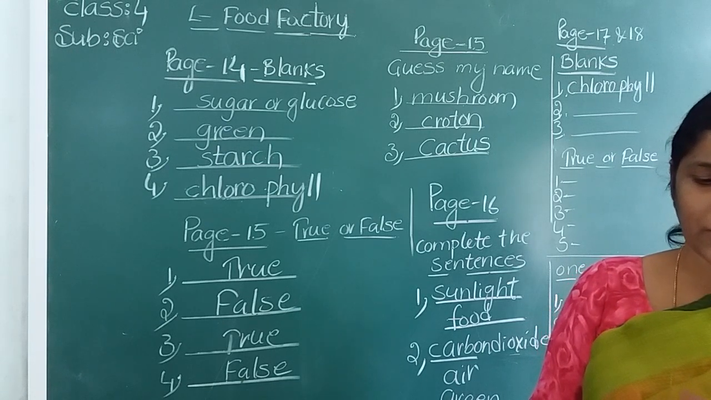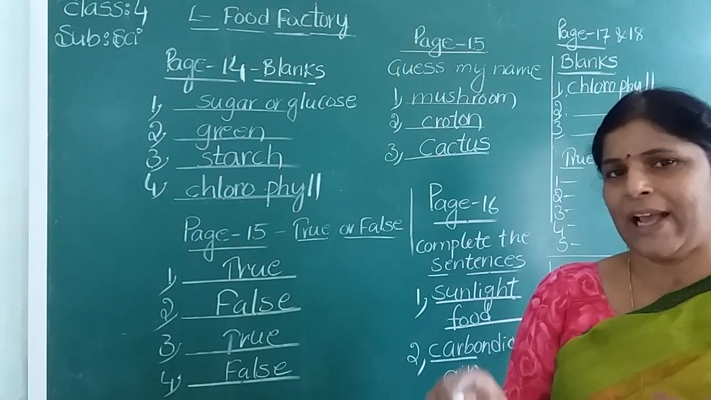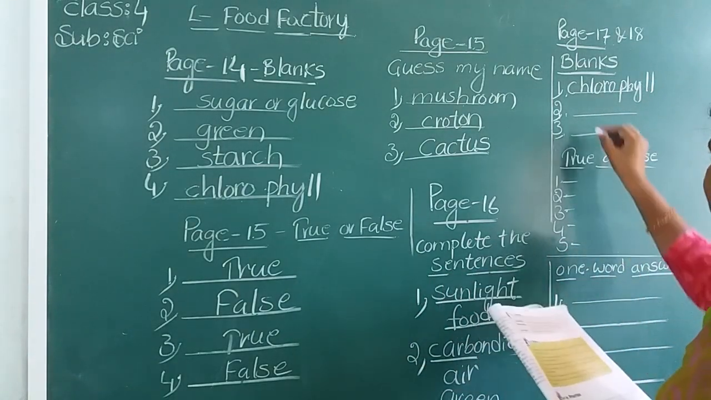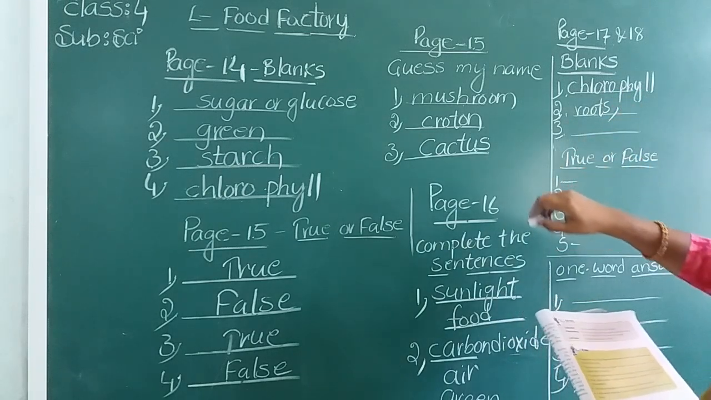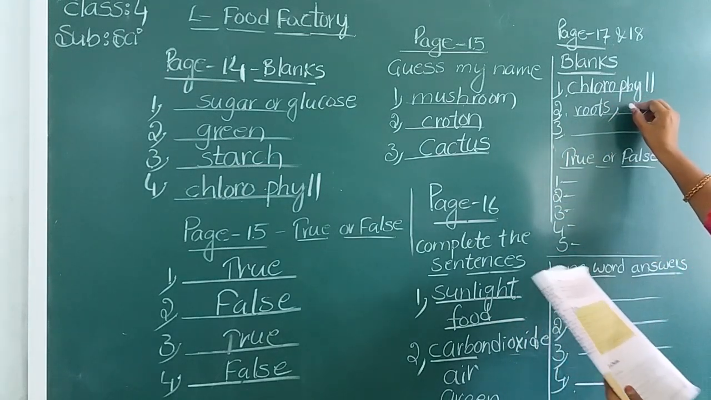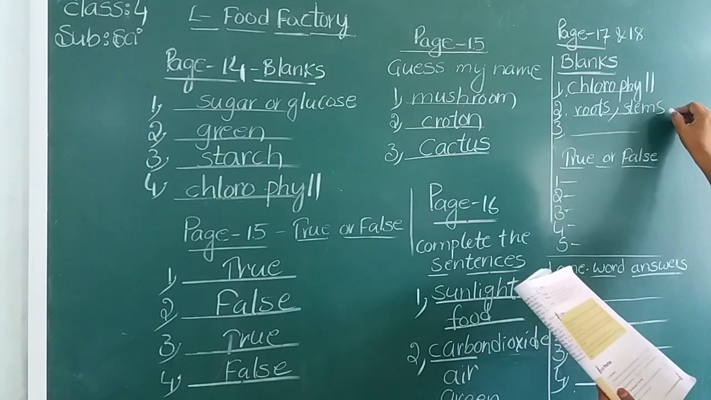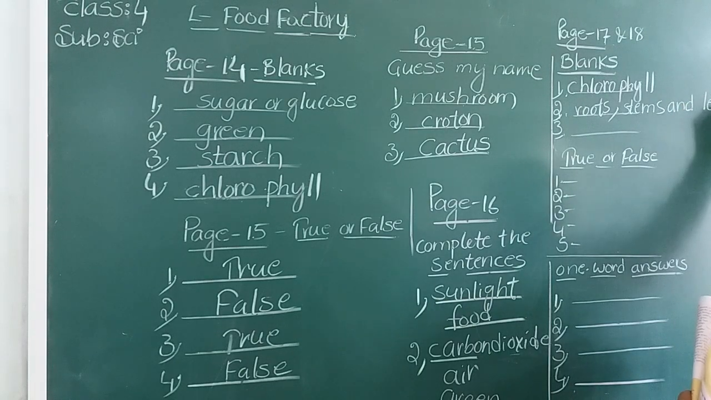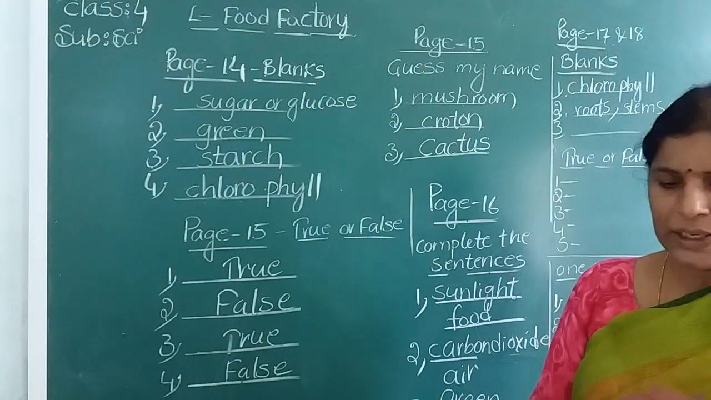Page number 17. The extra food prepared by plants is stored in root, stem, leaves and fruits. Plants store extra food in the form of starch in roots, stems and leaves. Plants store extra food in the root, stem and leaves.